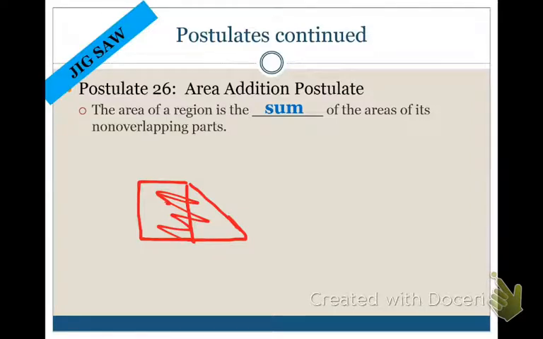My iPad's having trouble today. Doesn't have a good connection. Come on. Reconnect. Okay.